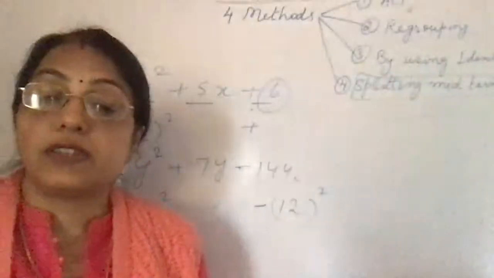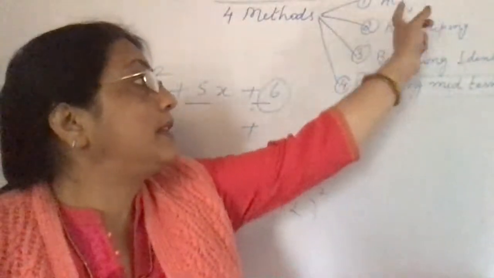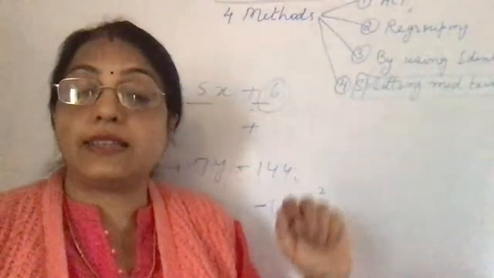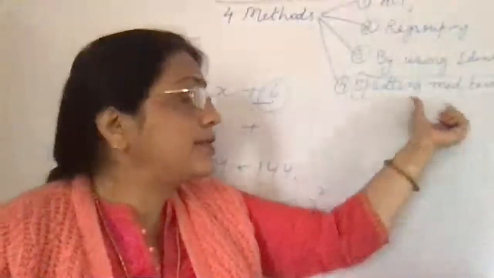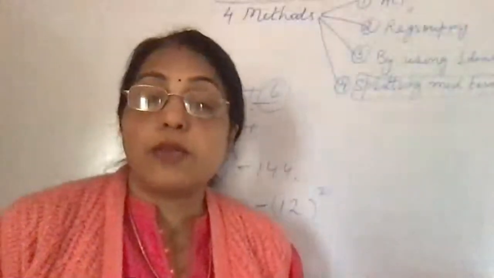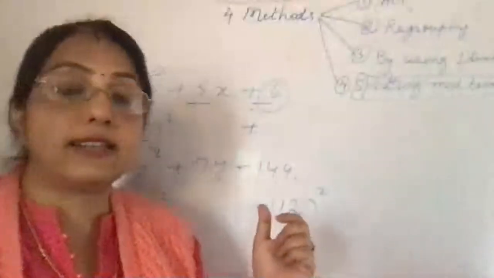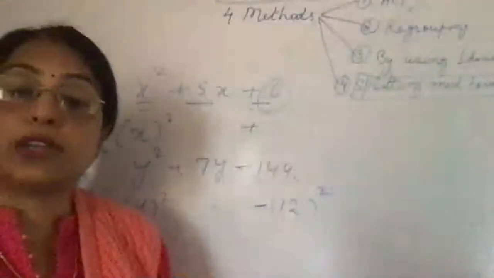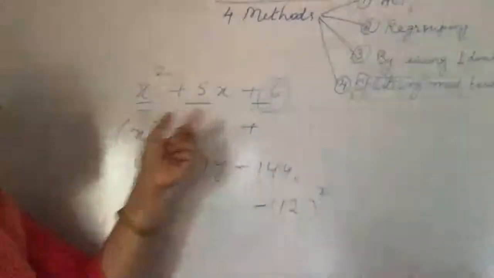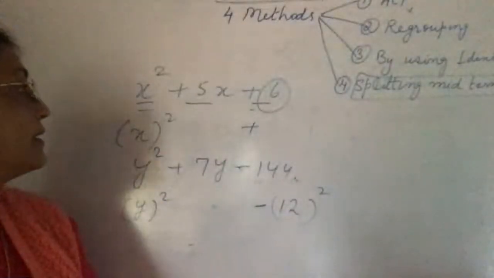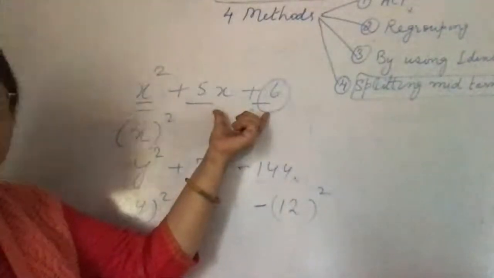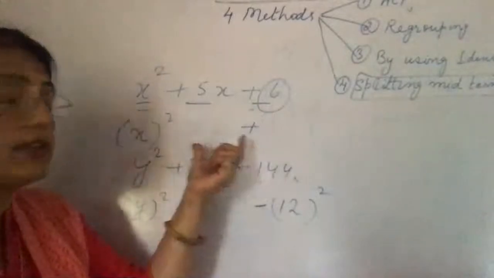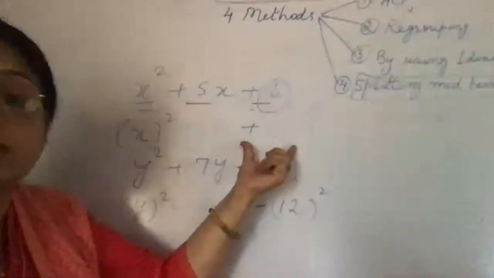Earlier we have done three methods, that is the HCF method, regrouping, and using identities. These three methods we have done. Today we are going to do splitting the middle term. So my question is, when I start, how will you identify which method we are going to use? Suppose one example I have taken, x square plus 5x plus 6. We check whether we can put the HCF method here. We can't regroup it because two terms we can't regroup here.